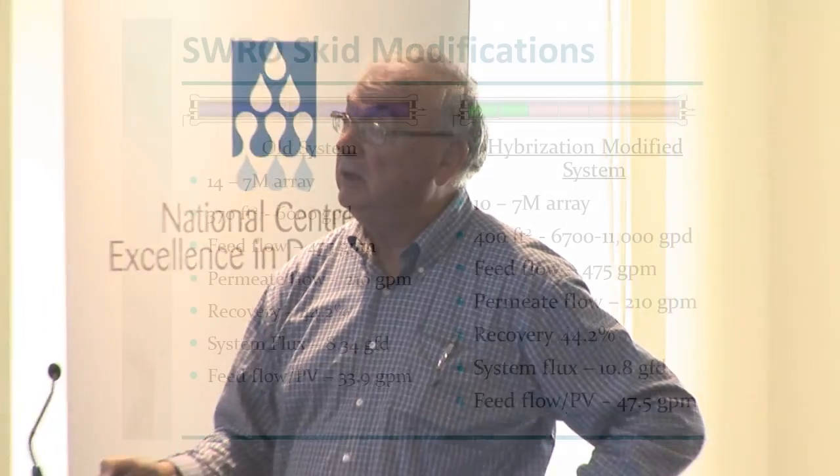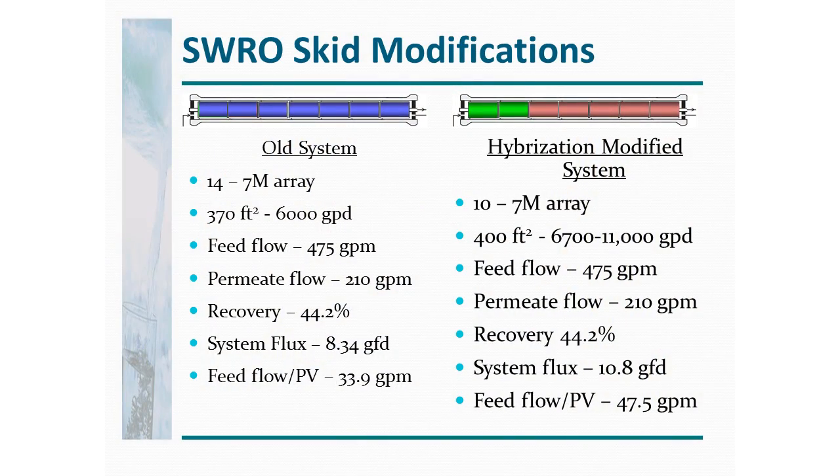So we went to the hybridization technique, and what happens is you can see we now have a greater cross-flow velocity. The system flux goes from 8.3 to 10.8, and we can control the flux on the lead end element where all the biofouling is taking place because we have low permeable membrane, and all of our high flux is in the brine end element, so that there is very little biofouling taking place, and that's just hydraulic evaluation.